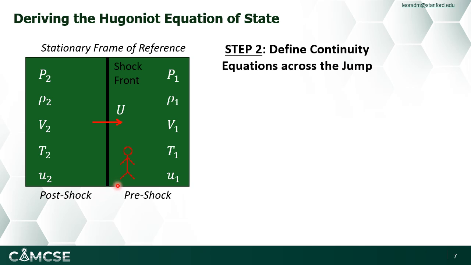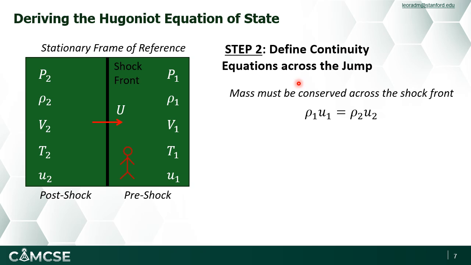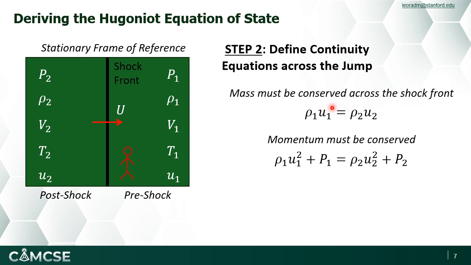So now that we have that view of our frame of reference and the shock jump conditions, we can now define the continuity equations across this jump. So first off, we know that we must follow Newton's law. Mass must be conserved across this shock front. We can quantify this based on the density times the particle velocity, effectively showing us density times the mass flux. Similarly, just to finish that up, we know that before and after our shock wave, we haven't created material.